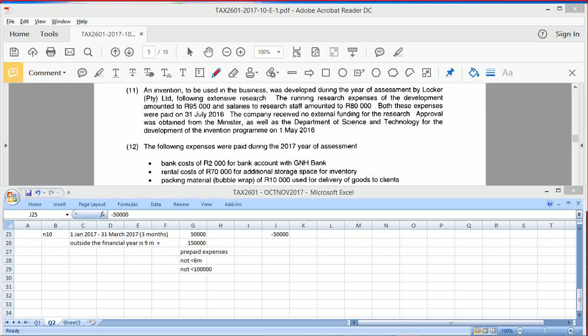Yes, sir. Okay, so R&D, how much did we spend? 95,000. Of that, that was separate. So the research and development expense was 95. The salaries to research staff amounted to 80. Will you look at the 80 and the 95? No, you only look at the 95. Okay, both these expenses were paid in the same period. The company received no external funding, so that means they didn't get help from elsewhere. Approval was given by the Department of Science and Technology for the development of the invention program.